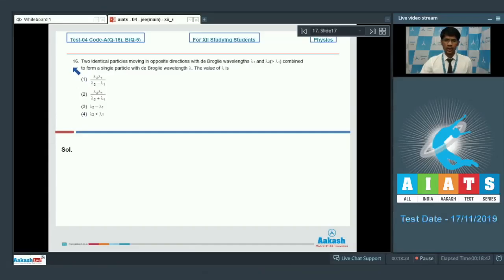In question number 16, two identical particles moving in opposite directions with de Broglie wavelengths lambda 1 and lambda 2, with lambda 2 greater than lambda 1, combine to form a single particle with de Broglie wavelength lambda. The value of lambda is, well, lambda 2 is greater than lambda 1. It simply means the momentum of the first particle would be greater than the second one, if this is P1 and this is P2. So I would say the total momentum is P1 minus P2, which would be P.